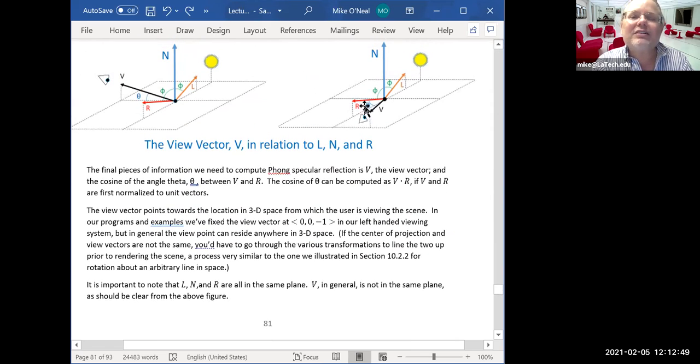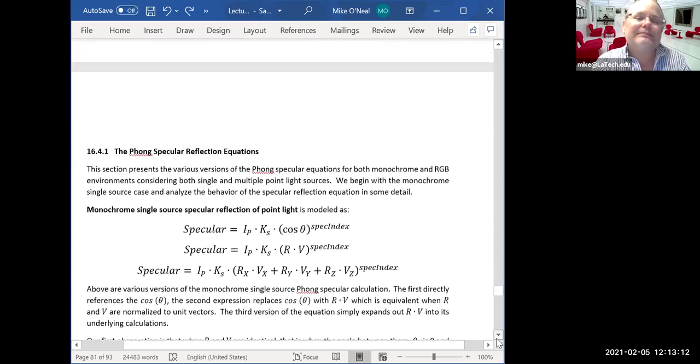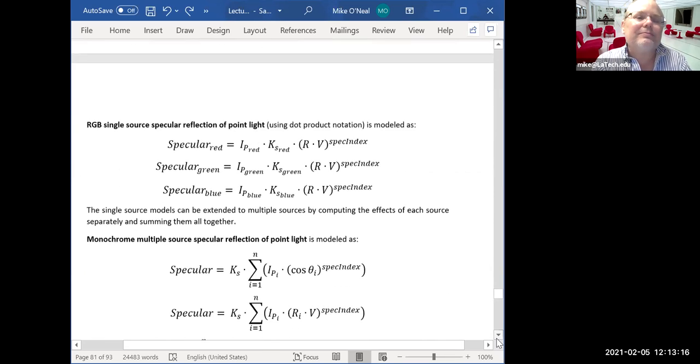And so for a fixed theta, 45 degrees in the case of the example I was giving you, the amount of light that hits my eye decreases as the specular index increases, because the light is being more and more closely concentrated around the reflection vector. Does that make sense? Please ask a question.